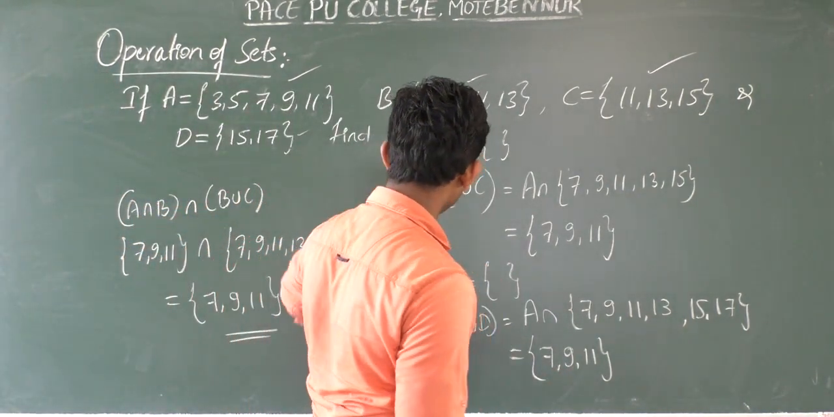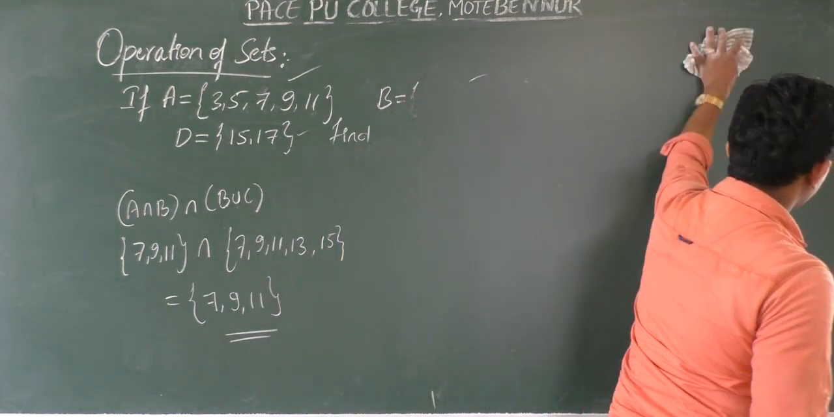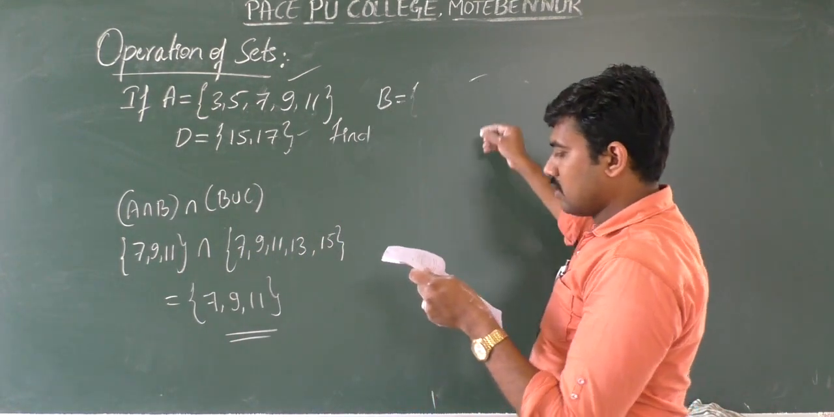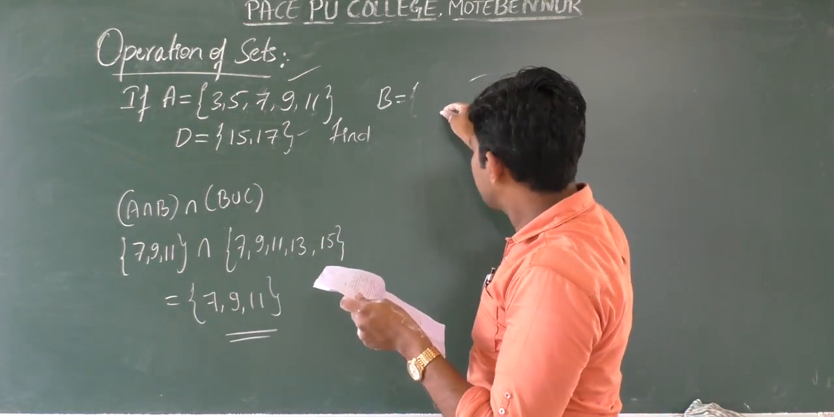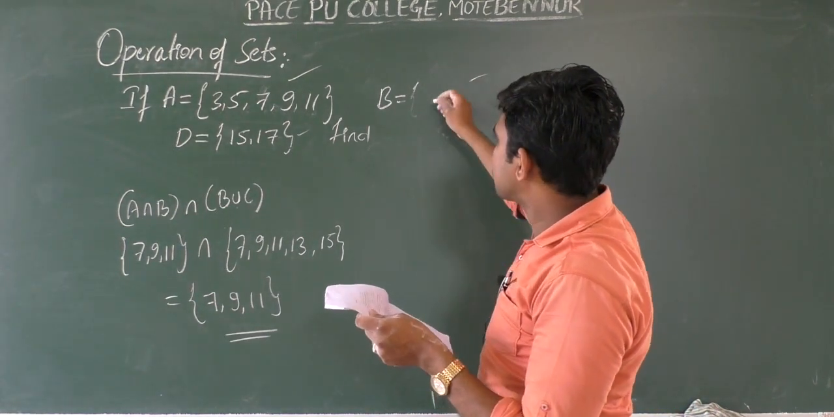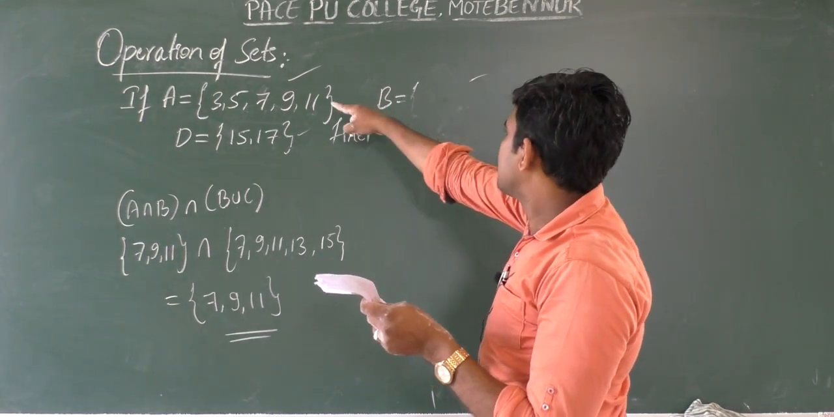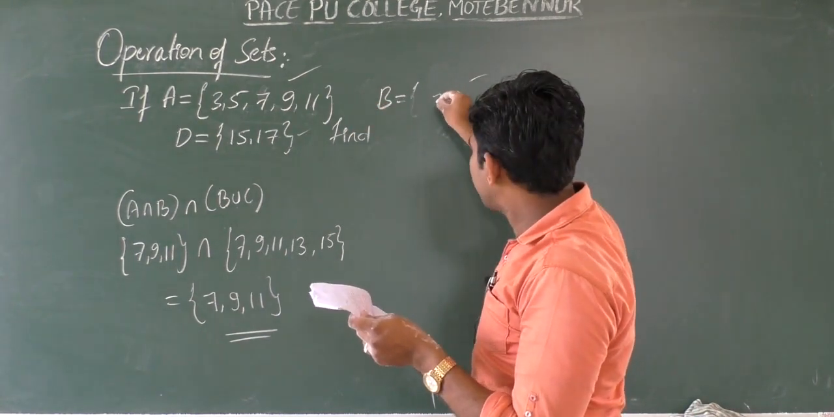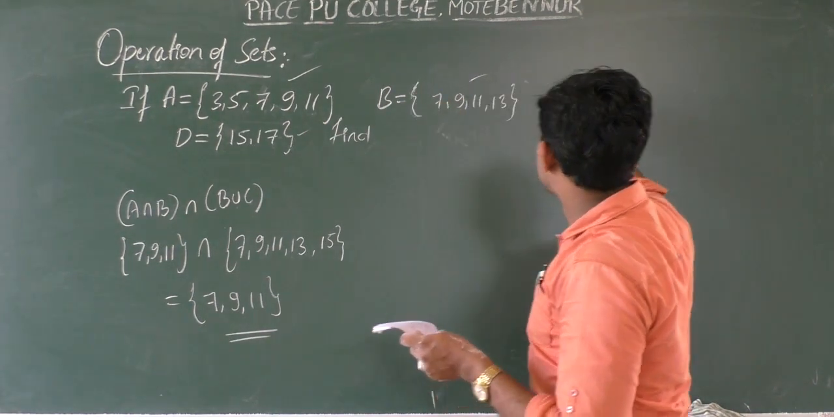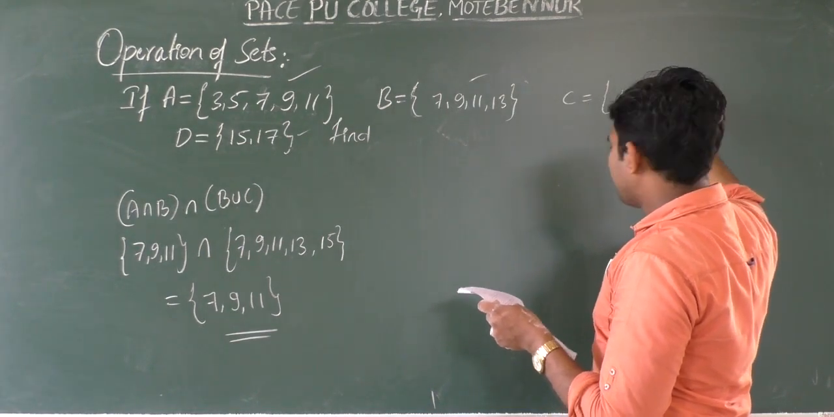Okay, now the next question. Here I erased this set, right? So A is this, B is equal to 7, 9, 11, 13, and C is what we had: 11, 13, 15.